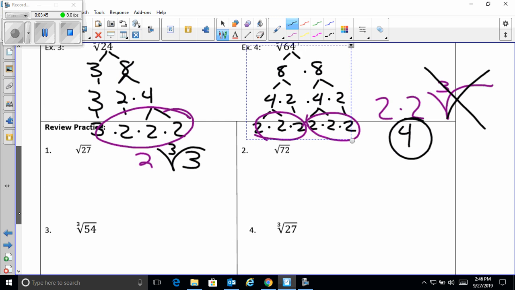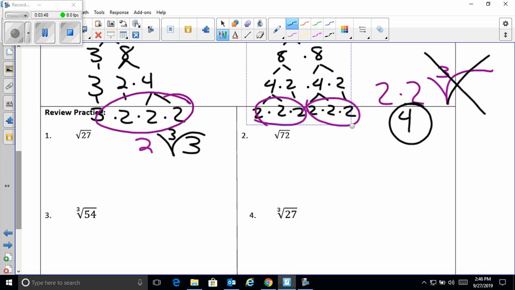All right, a couple for you to do yourself. For practice, go ahead and practice doing those. Pause the video, and then when you come back, I'll walk through those.